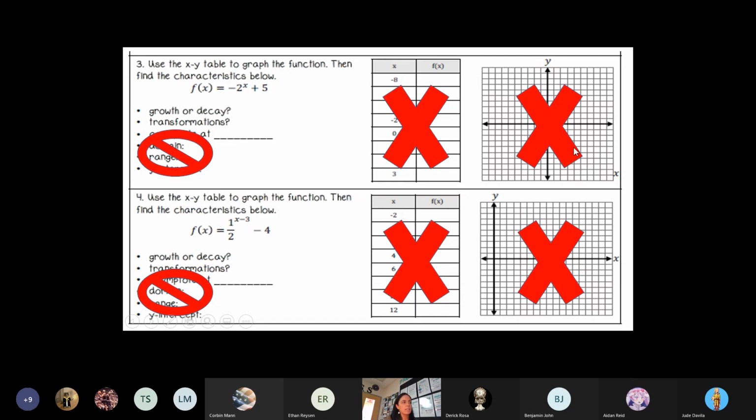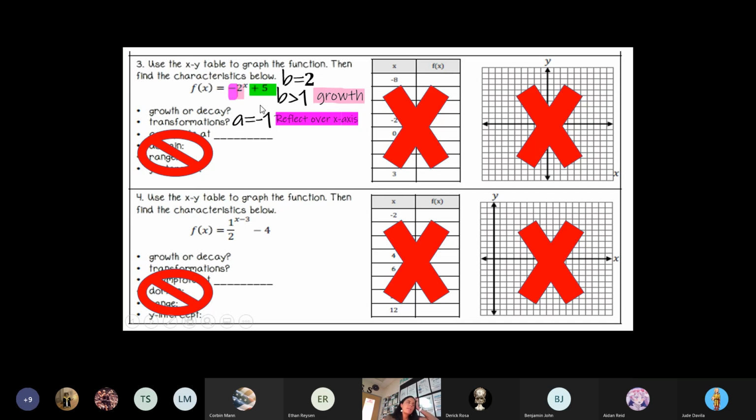Lots and lots of red X's here because I don't care about that part of the function. I just want you guys to worry about growth and decay or transformations. So looking at equation 3, I have this -2 to the x plus 5. This 2 here is my B term. Because my B is greater than 1, I have exponential growth. Then I'm going to look at this negative sign. This negative is telling me that there's actually a -1 there. And that -1 is going to cause it to reflect over the x-axis. So it's going to be reflected.